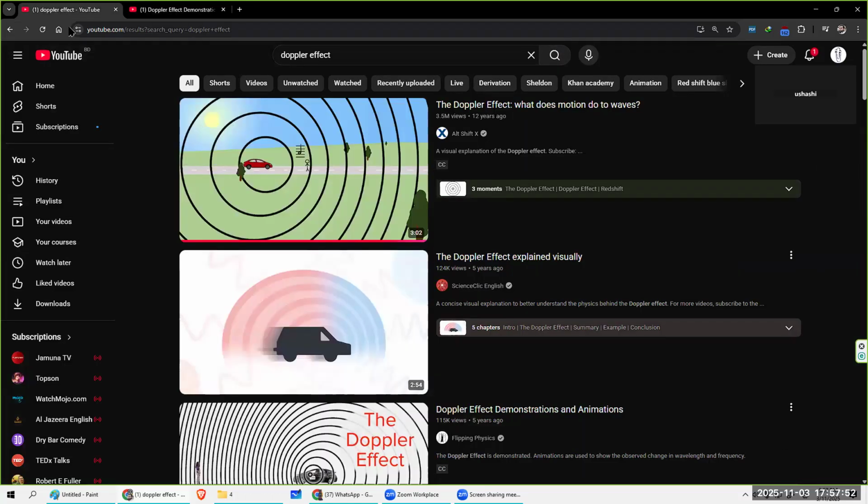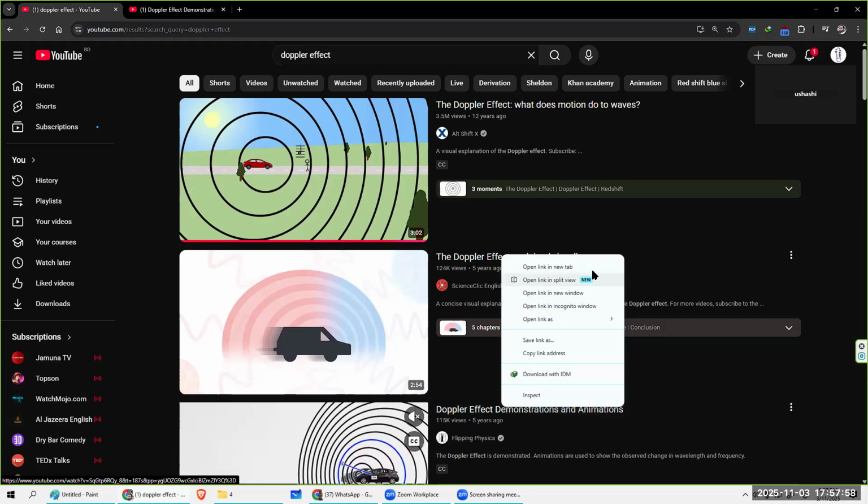The same thing is equally applicable for light as well. The same behavior is equally applicable for light. Have a look.